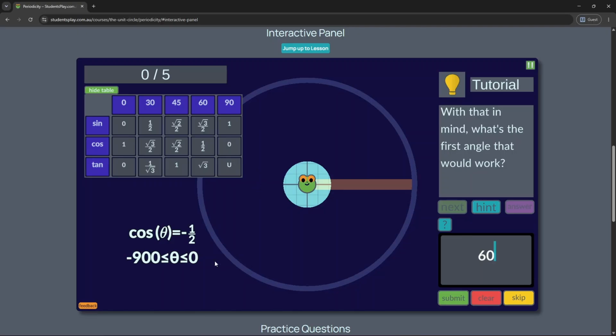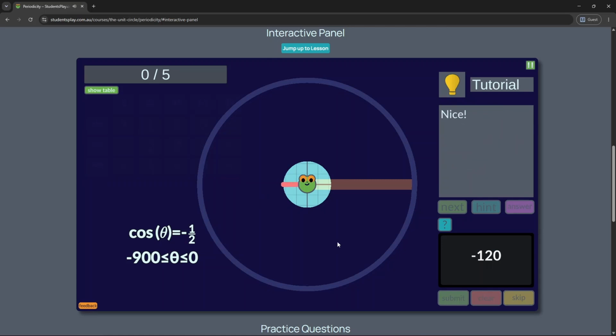And we've got to use negative angles because none of the positive angles will fit between negative 900 and 0. So if we're going this way, the first one we'd hit would be here. Okay, and then involving a 60 means we go around to 180 and then back by 60. So I think 120, but we've got to put a negative there. Nice, thank you.